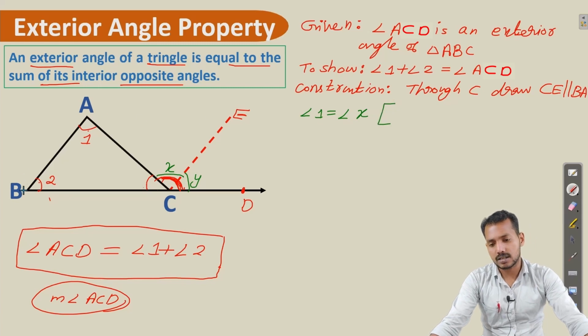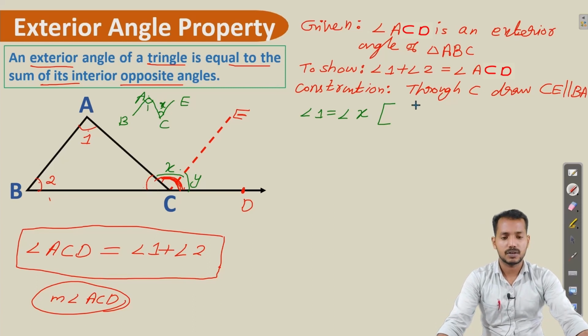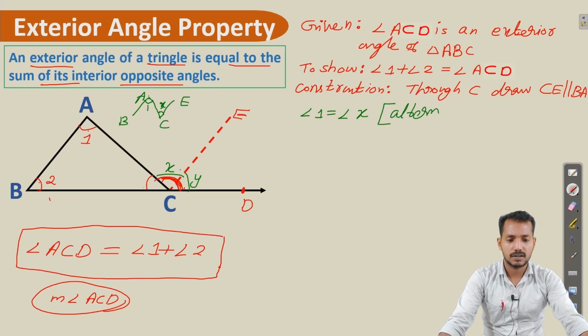Because as BA is parallel to CE, angle 1 and angle X are two alternate interior angles when these two parallel lines are intersected by a transversal AC. Just consider only these two lines, BA and CE, intersected by the transversal. These two are parallel, so angle 1 and angle X become alternate interior angles. So they are equal. Alternate interior angles.